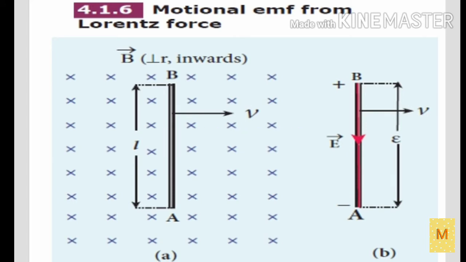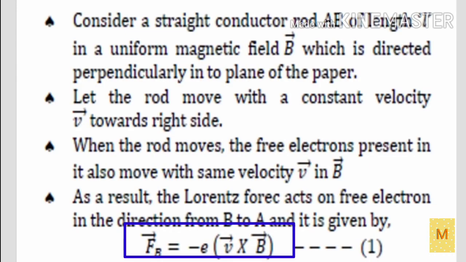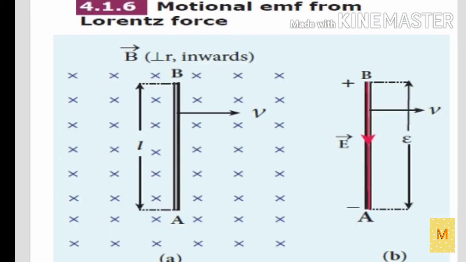When the rod moves, the free electrons present in it also will move with the same velocity V vector in the magnetic field B vector. As a result, the Lorentz force acts on the free electron in the direction B to A and it is given by the expression F_B vector is equal to minus e into V vector cross B vector. This is equation number 1.